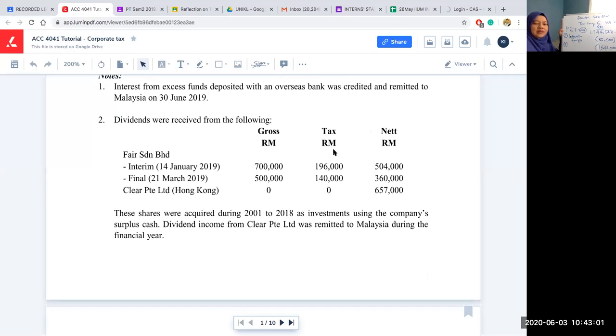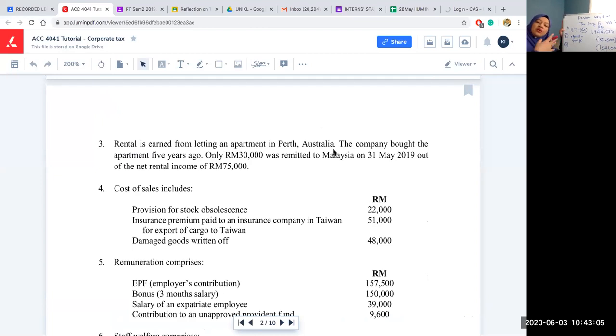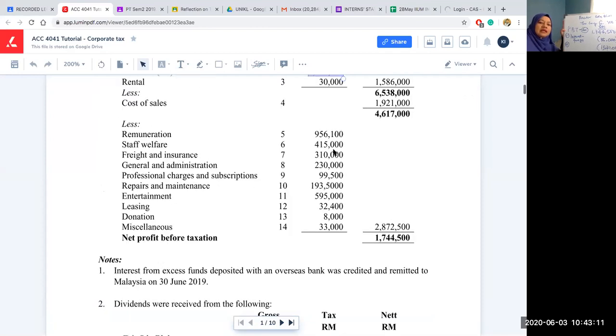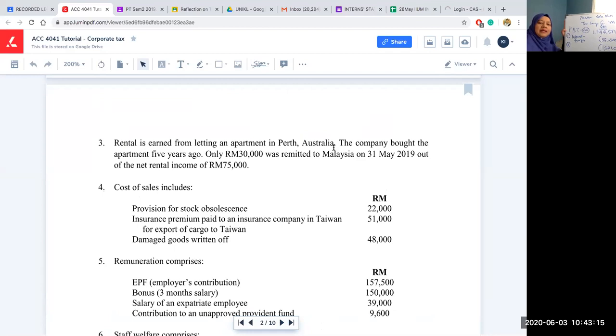Dividend income was remitted to Malaysia during the financial year. So settle lah note number two. Then you go for note number three. Alright, rental. In this case, rental is still an income. Rental is earned from letting an apartment in Perth. The company bought the apartment 5 years ago. Only 30,000 was remitted to Malaysia out of the net rental of 75,000. So here it says that you only remit 30,000.